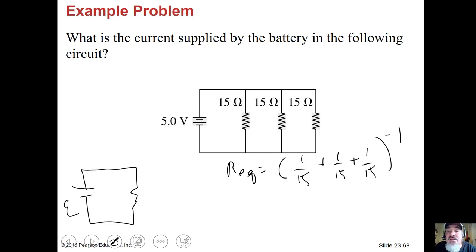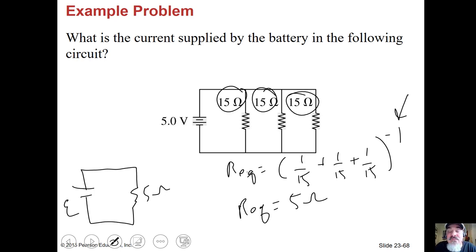So you can do that on your calculator. So 1 over 15 plus 1 over 15 plus 1 over 15 would be 3 over 15, and then, as it says here, take the inverse of that. So 3 over 15 would be 15 over 3, or 5. So you could take these 3 15s in parallel and replace them by 1 5. So whenever they have the same value, 15, 15, 15, if you've got 3 of them, it's kind of a rule of thumb, the equivalent resistance is going to be 1/3 as much, if these are all the same. In this example they are.